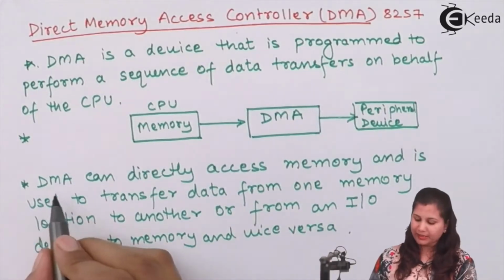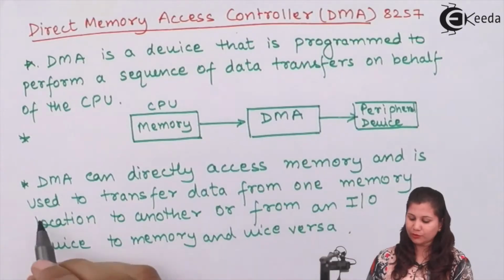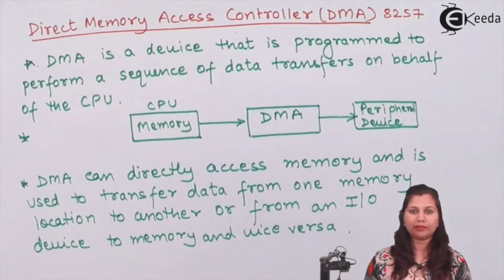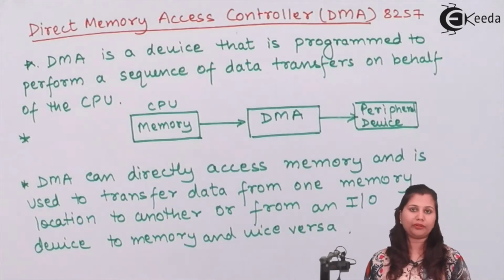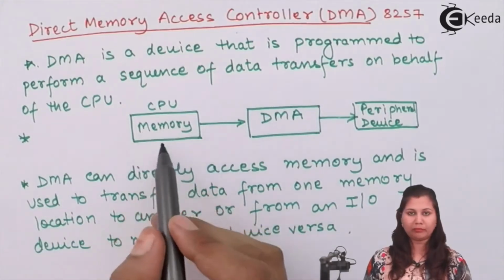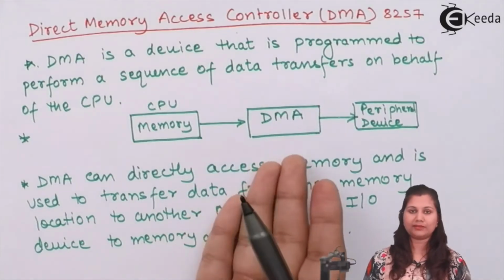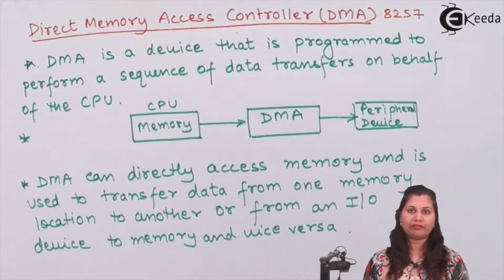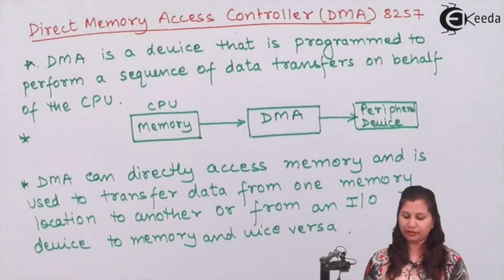So this DMA directly accesses the memory, and it is used to transfer data from one memory location to another memory location, or from an input output device to the memory, or vice versa. Means the DMA can transfer data between different memory locations, and also between an input output device and the memory, or from the memory to the input output device.